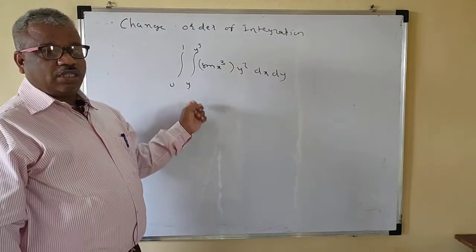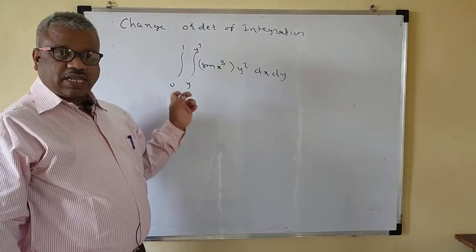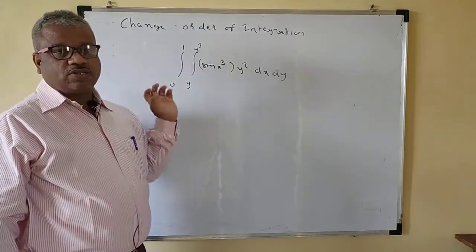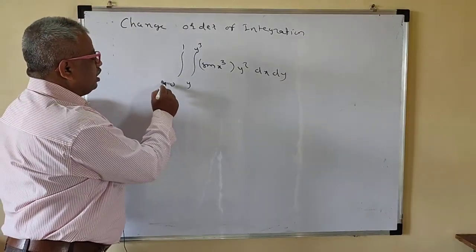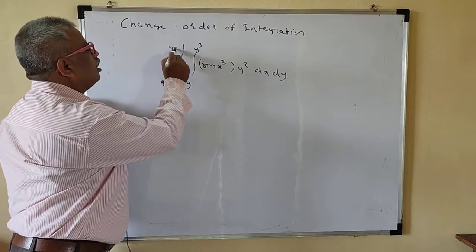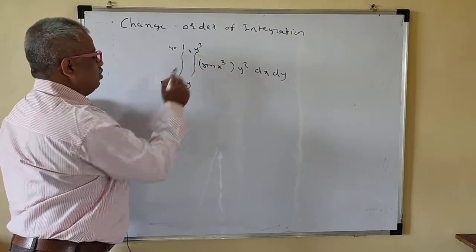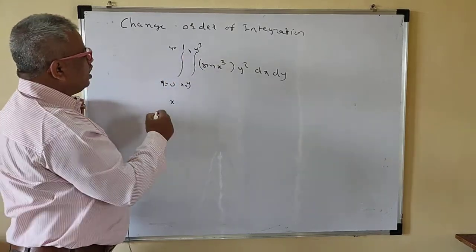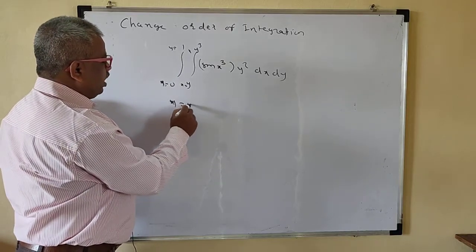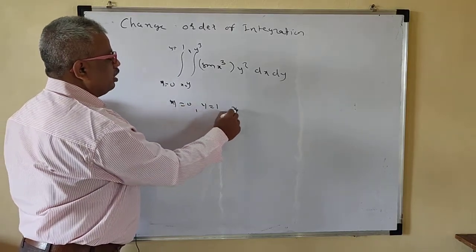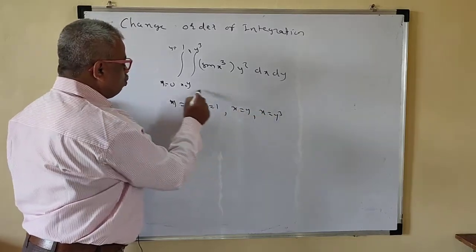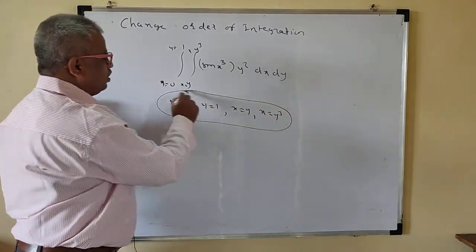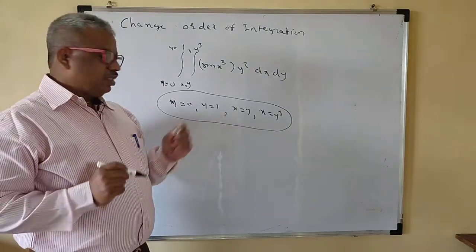Now here the limits of x are given, so we have to write the limits of y. That means the region of the integration is bounded by y is equal to 0, y is equal to 1, x is equal to y, and x is equal to y cube. You have to draw the region now with the help of these limits.